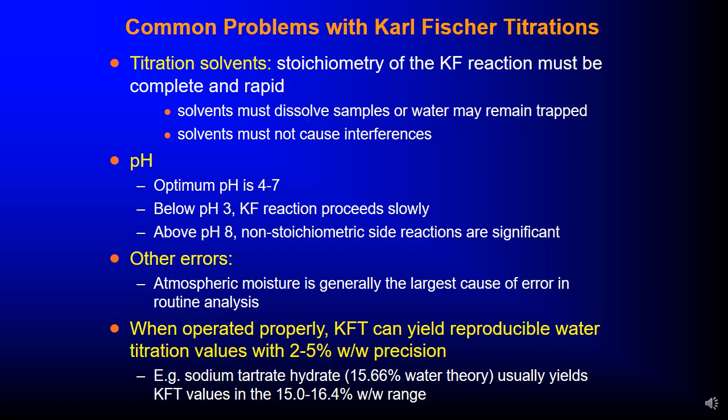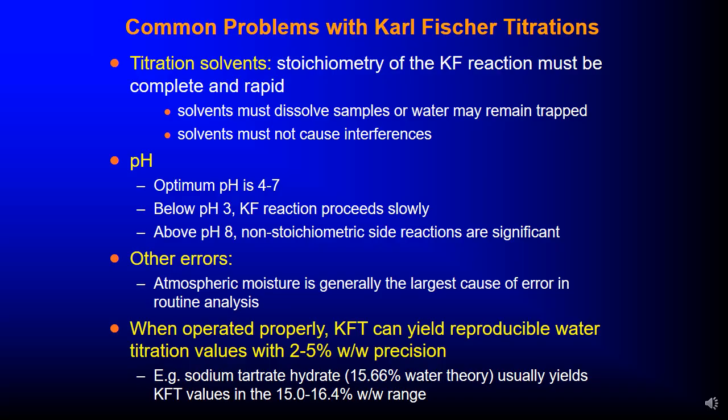So pH: the optimum pH is 4 to 7. Below pH 3, the Fischer reaction proceeds slowly. Above pH 8, non-stoichiometric side reactions are significant. Other errors: atmospheric moisture is generally the largest cause of error in routine analysis.